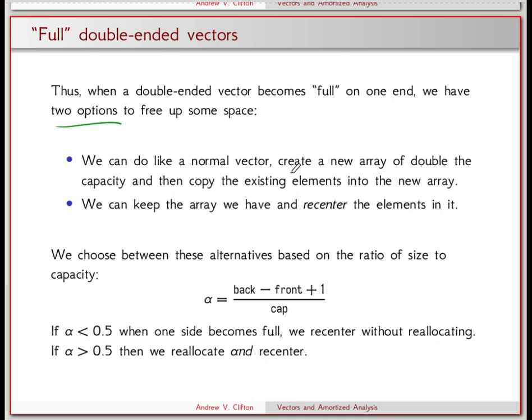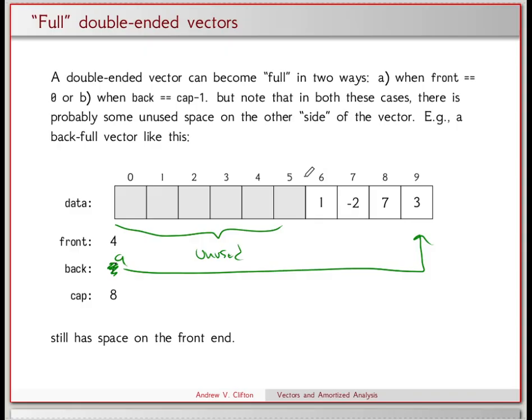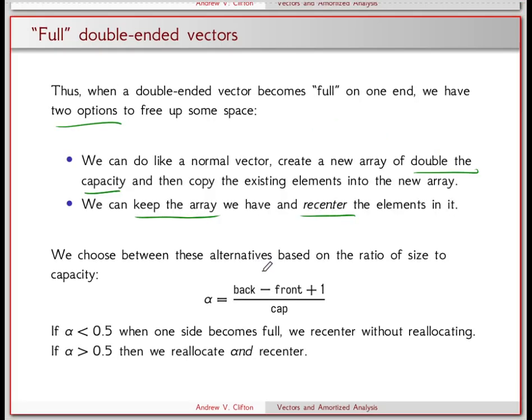So we could do like a normal vector. We can just double the capacity and then copy everything over into the new array. But we could also just keep the array we have and do a loop to recenter the stuff within it. If we go back here, you can imagine a loop that just takes this stuff and moves it over into the middle of the array so that I have equal amounts of unused space on both the left and the right-hand sides. Both of these are going to run in O(n) time. It's just that this second option doesn't use any additional memory, whereas the first one does.